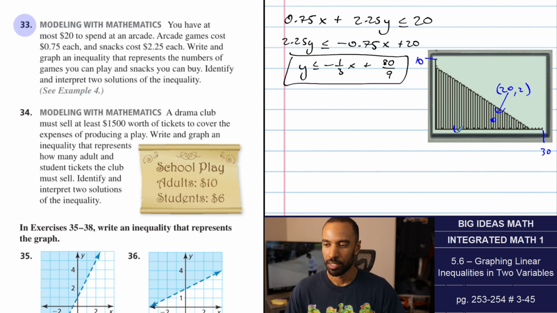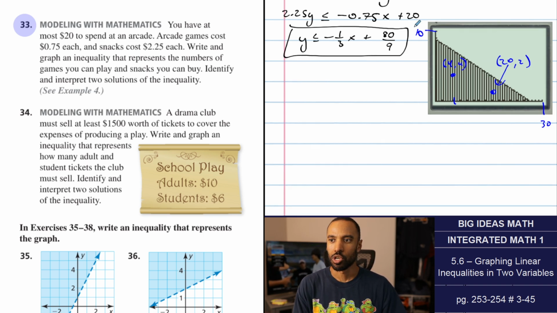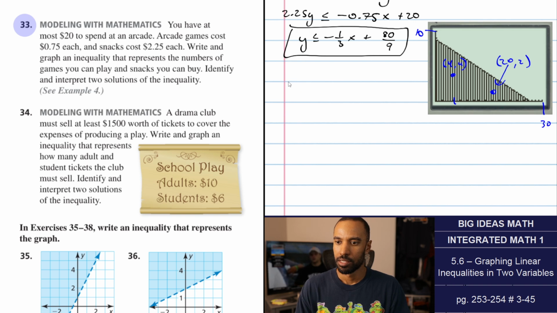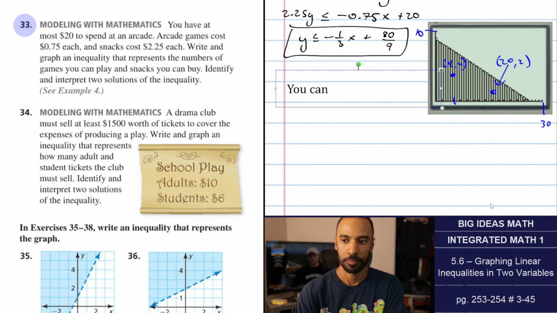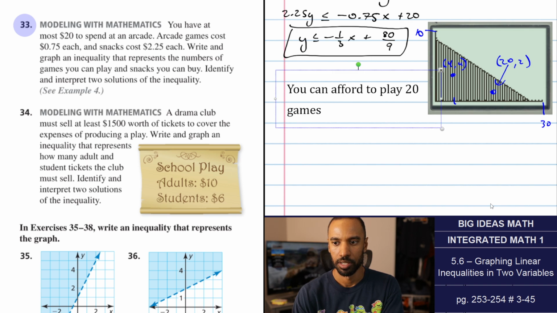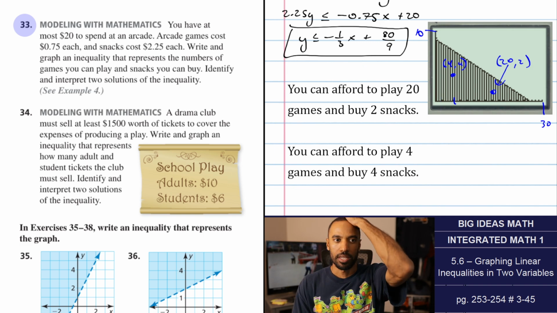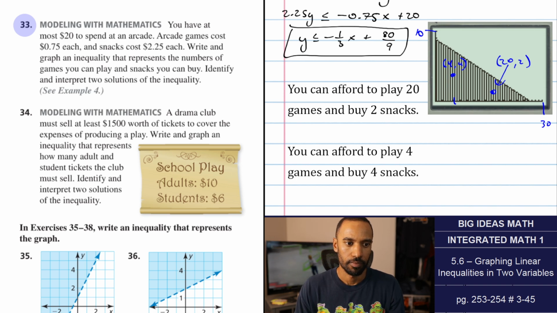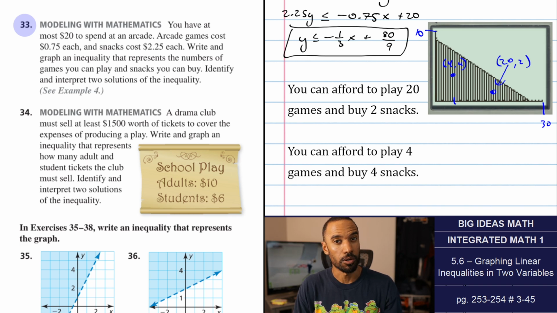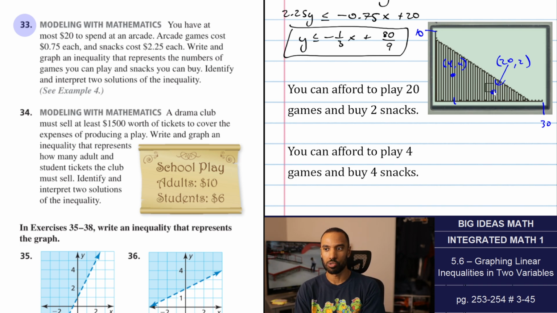And let's do something like, I don't know if this is 4 or not. I'm just going to make it up. 4,4, like that. So 20,2 and 4,4: you can afford to play 20 games and buy 2 snacks. And also you can afford to play 4 games and buy 4 snacks. Now 20 games would run you, I think, $15. 20 games is $15. 2 snacks. Ooh, that would be really close. That'd net you $19.50. So the two snacks is probably a little higher up.